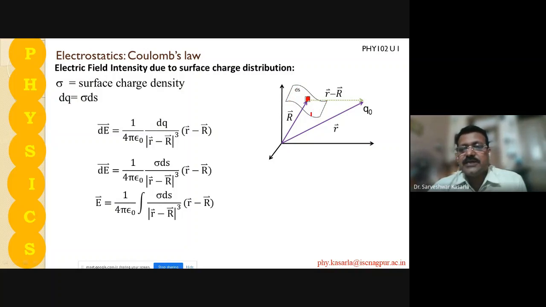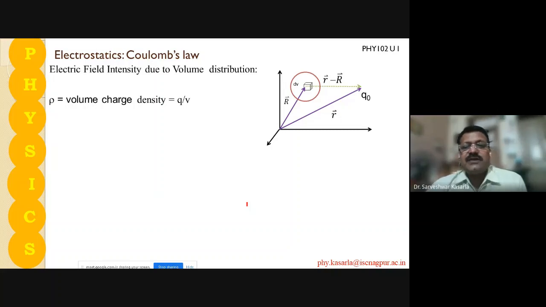On integration you will get the result for the complete surface area where the charge is distributed. Okay, if the total charge is q, then the total charge will be distributed along the surface area, and intensity can be found like this. But here the intensity depends upon the surface charge density. This is to be remembered.